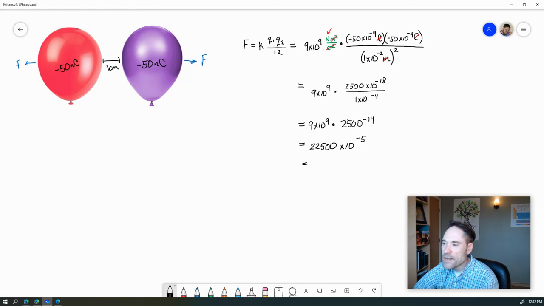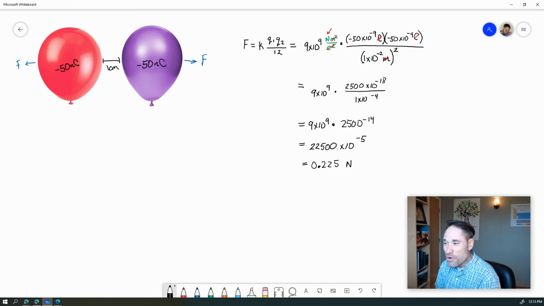I'm one step away, and if I wanted to simplify this, I have a decimal point here, and I can move my decimal point 5 to the left. If I did that, 1, 2, 3, 4, 5, yep, which would give me 0.225, and that's my final answer in newtons. That's everything without a calculator.